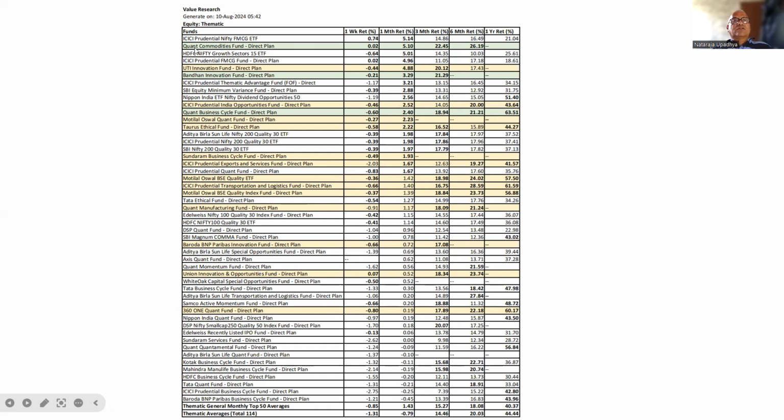The ones in green are Quant Commodities Fund, Bandhan Innovation Fund, Quant Business Cycle Fund. Only 3 made it to the green. The highest monthly return among the green is 5.1% by Quant Commodities Fund and lowest is 2.4% by Quant Business Cycle Fund. So they are positive for the month. The best annual return came from Quant Business Cycle Fund at 63.51%. So that is the highlight here.